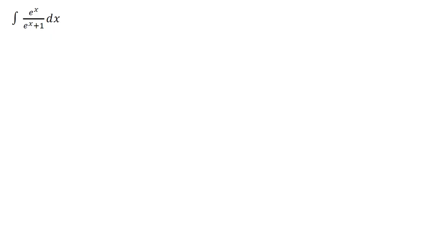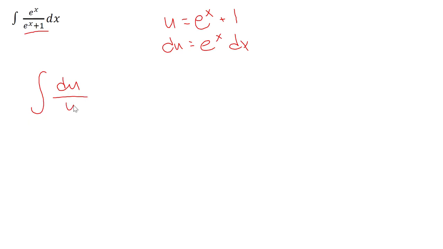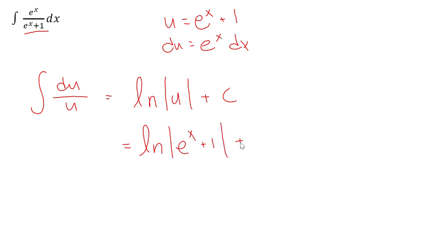This one looks like it might be a little tricky to begin with, but if we just recognize the fact that the derivative of e to the x is e to the x, an extra constant in there doesn't really cause a problem. So we can just let u equal e to the x plus 1, and du is now just our entire numerator. It's e to the x dx. So now this just becomes an integral of du over u. Well, we know that du over u integrates to be natural log absolute value u plus a constant, or natural log absolute value of e to the x plus 1 plus a constant.